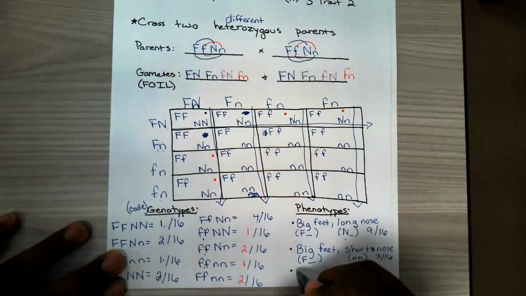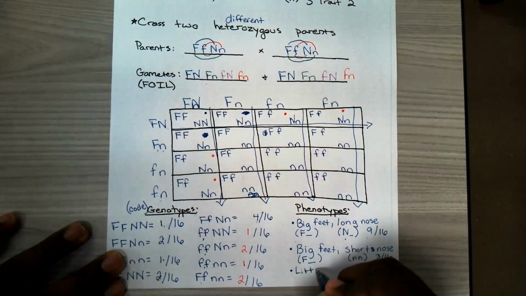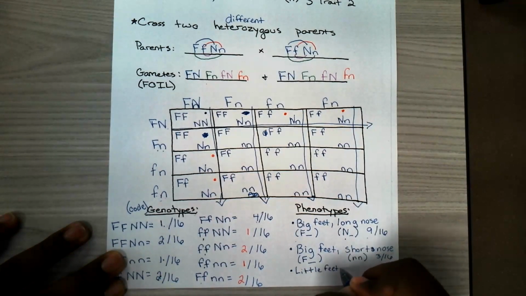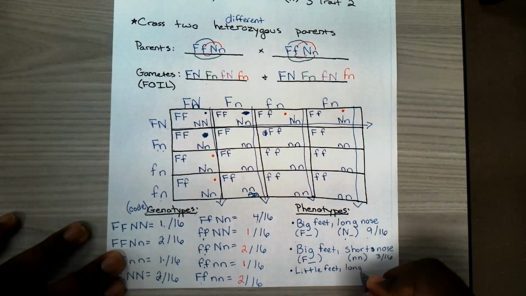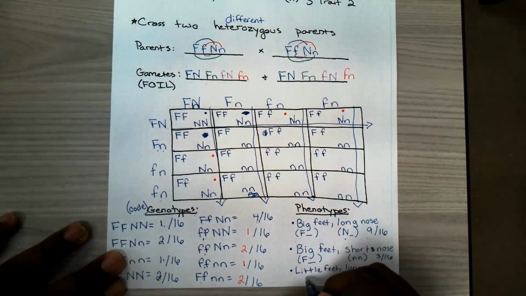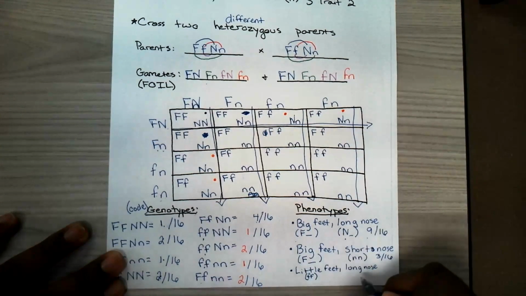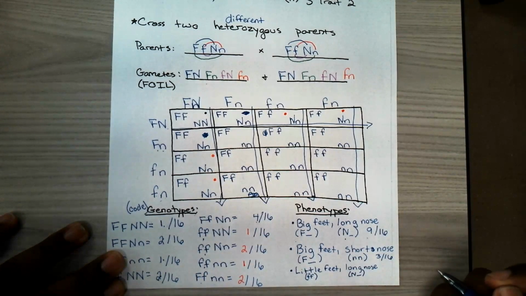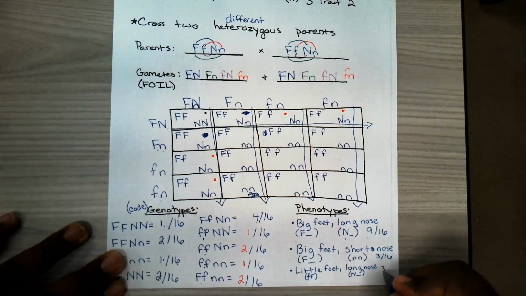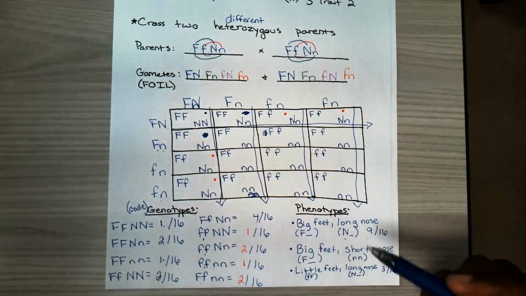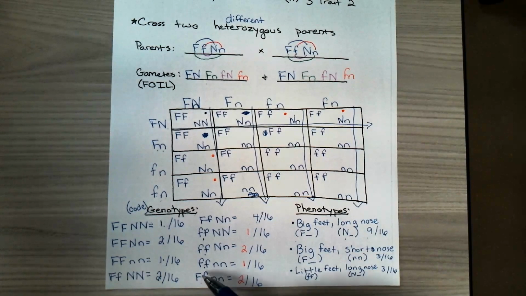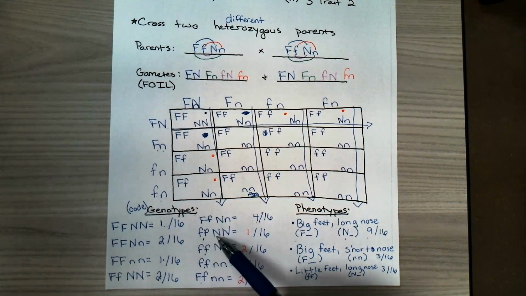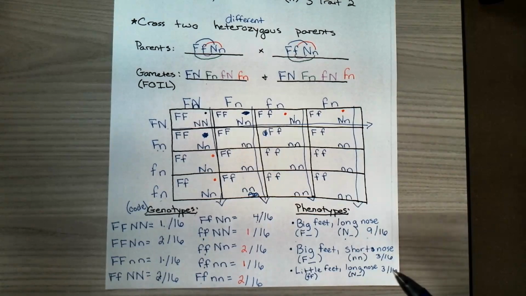Our next phenotype, little feet and a long nose, which means it has to have two little F's and it has to have at least one big N. For that combination, there are 3 genotypes that get us that phenotype. So as you can see here, this is one, little f, big N, happened twice, little f, big N is once, which is how we got 3.